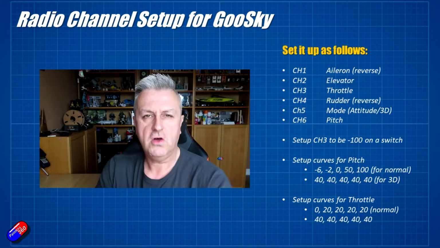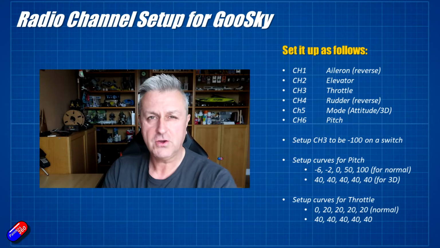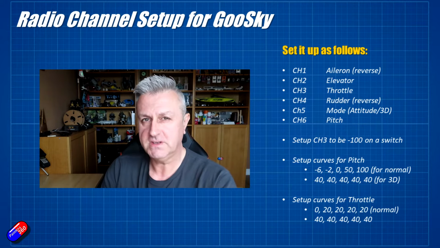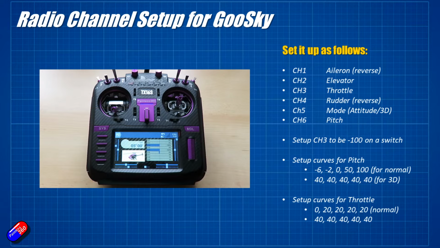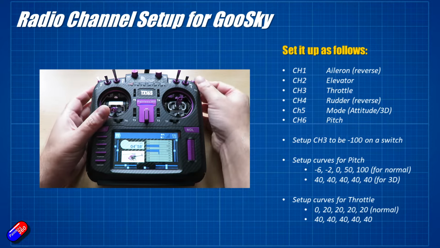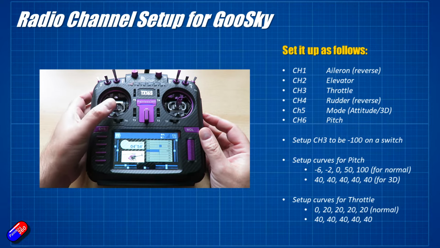So the channel order on the radio needs to be aileron, elevator, throttle and rudder, and crucially the aileron and elevator need to be reversed for it to work with this particular helicopter. Channel 5 is then for the mode channel. That needs a high or low value. That will dictate whether or not it's in full 3D or attitude mode. And then channel 6 is going to be your pitch channel.